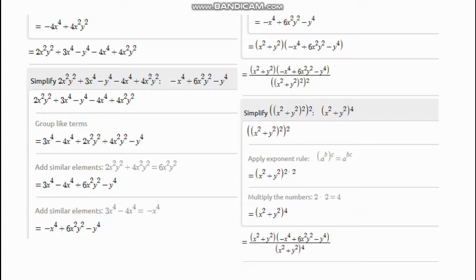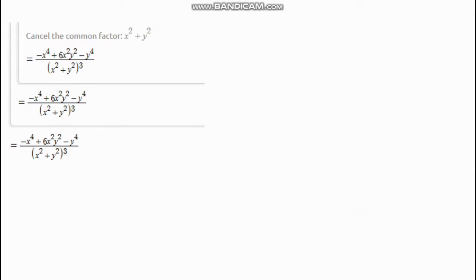We group the like terms and add the similar elements, and we factorize it so that it will become x squared plus y squared bracket negative 4x power 4 plus x squared y squared minus y power 4. Then last but not least, we simplify the denominator to become x squared plus y squared to the power of 4. Then cancel out the common factor between them.